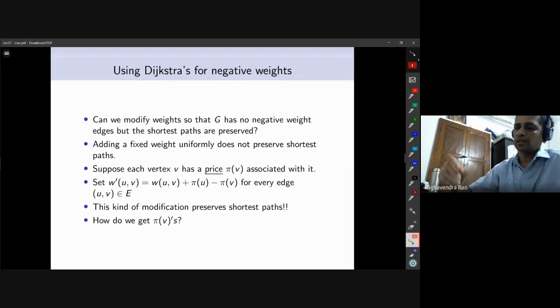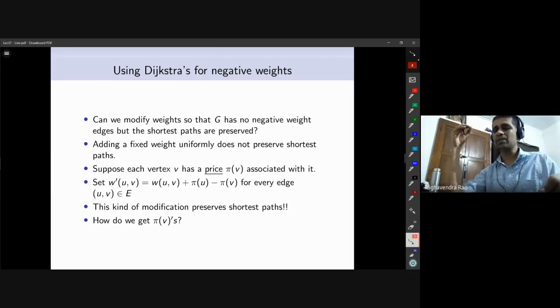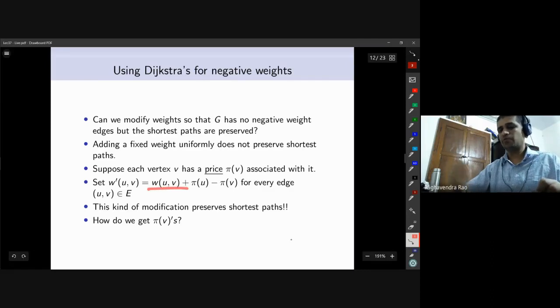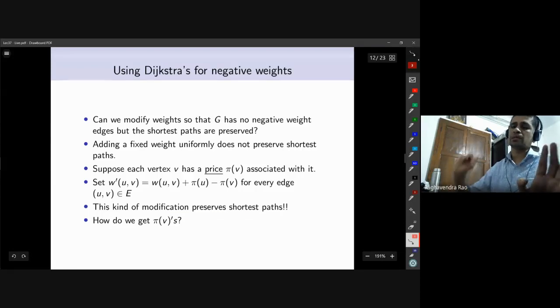So, in other words, how do we come up with such a price associated with each vertex? Okay, so this is only a thought so far. The idea is, if you associate a price and then for every edge weight, you modify the weight of that edge by adding the price difference. This helps in preserving shortest paths in the sense that there is a telescoping sum that happens. So with suitable values for pi, you can actually preserve shortest paths.